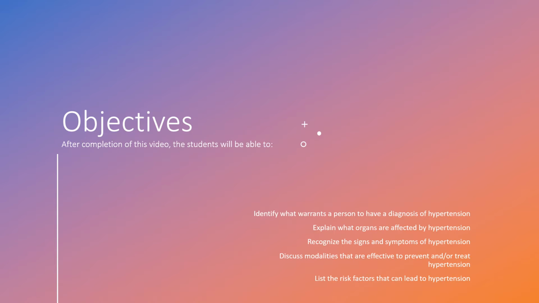After completion of this video, the students will be able to identify what warrants a person to have a diagnosis of hypertension, explain what organs are affected by hypertension, recognize the signs and symptoms of hypertension, discuss modalities that are effective to prevent and/or treat hypertension, and list the risk factors that can lead to hypertension.